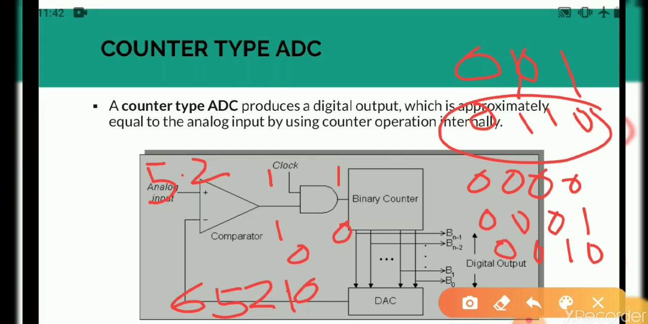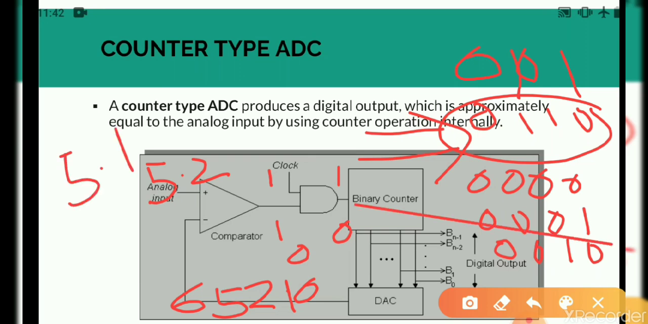So the 5.2 analog voltage is converted into 0110 as digital output. In this case, if the analog input would be 5 volt, the digital output will be 0101. But for the range 5.1 to 5.9, it will give output 0110.